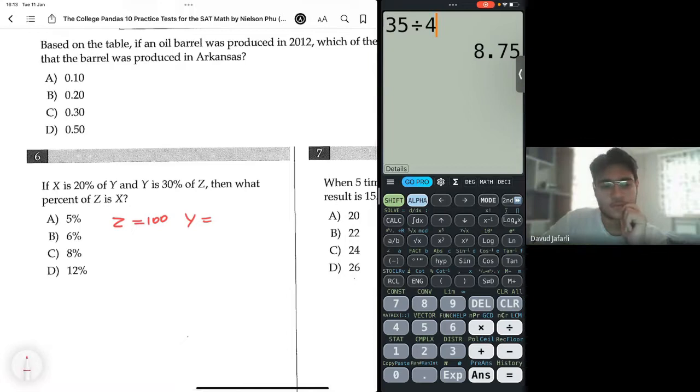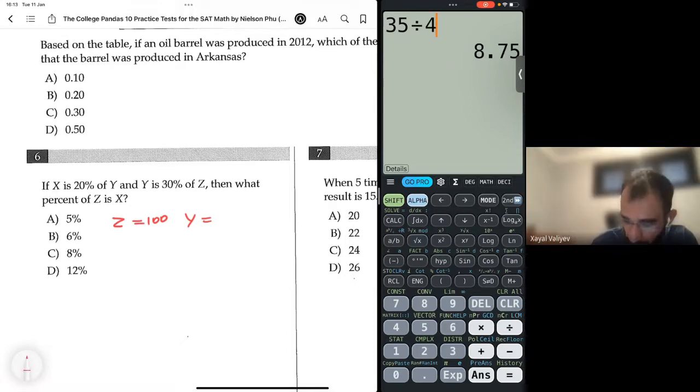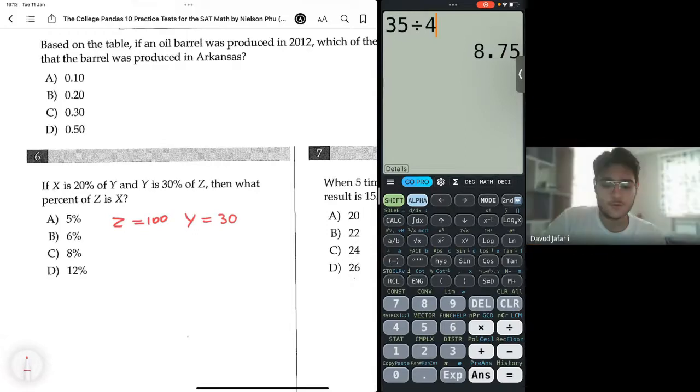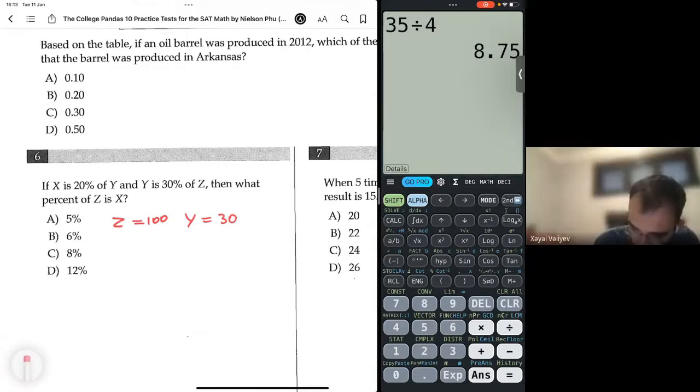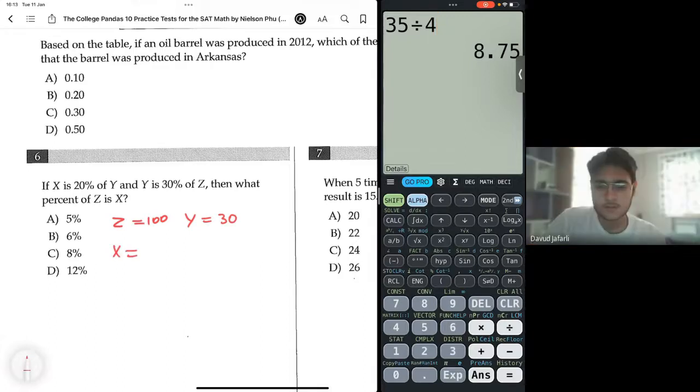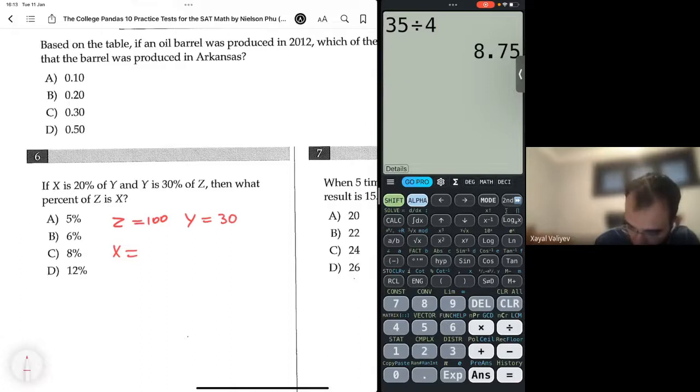Oh, no. y is going to be 30, right? 30% of 100 is 30. But then x is going to be 20% of 30. 20% of 30, which is what? 6. Which is going to be 6.